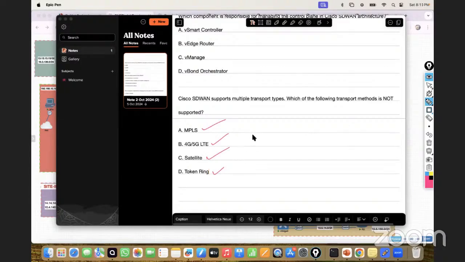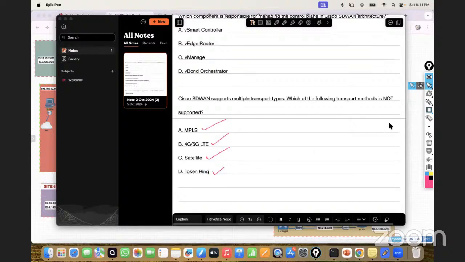Any guess? Anyone? Satellite. C and D. Satellites? Yes, it's very close. Any other answer? C and D. A, right? C and D both. Okay, so technically C and D is correct, right?